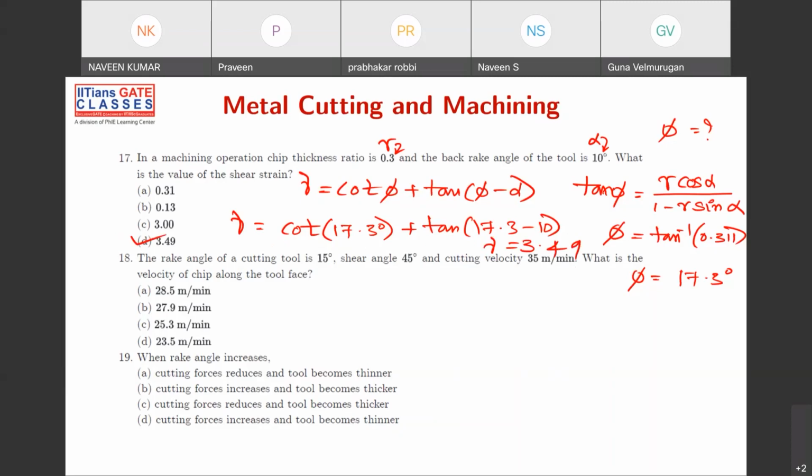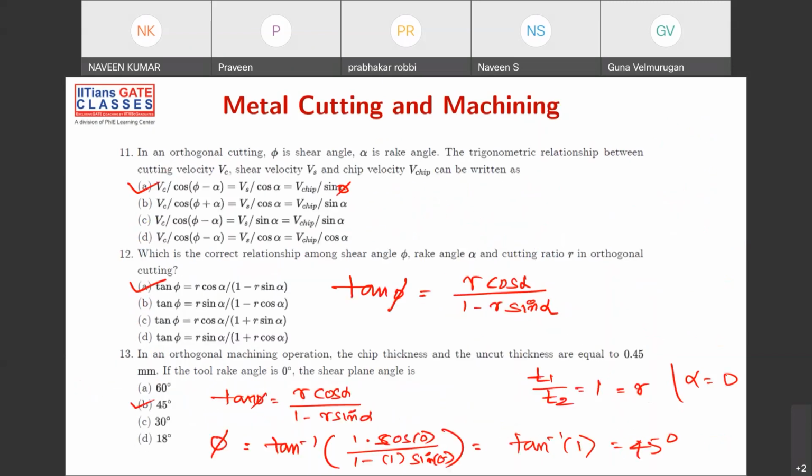Next. Tell me the next one, 18th one. Rake angle is given. Shear angle is given. Cutting velocity is given. What is the chip velocity? You should do it now. Already we have discussed. If you want this relation, you can copy it. You have to use this relation.